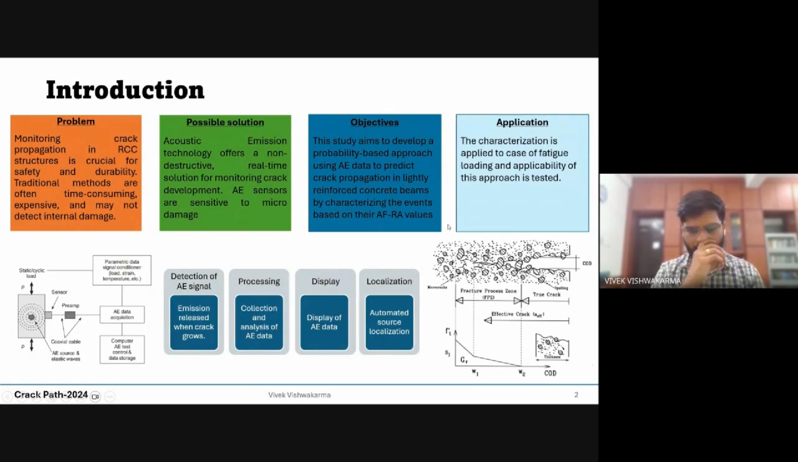Before starting, an overview of acoustic emission: it contains a piezoelectric sensor which can capture the elastic waves generated during the fracture events. It is a very sensitive instrument which can capture even micro cracking. So this is the general workflow of an acoustic emission technique. But why is it complex?